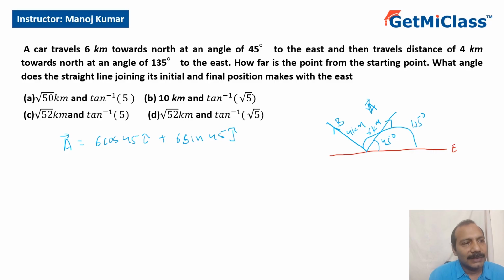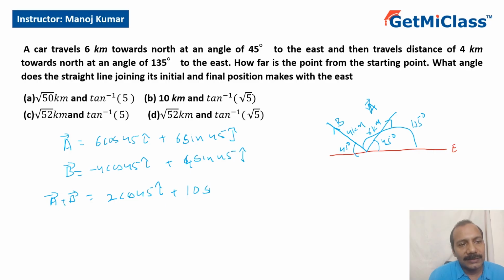Similarly, vector B would be equal to 4 cos 45. So this angle would be 45 degrees. It is towards negative, so minus 4 cos 45 i plus 4 sin 45 j. This is what we have. The resultant displacement is A plus B. So that will be equal to 6 minus 4 is 2 cos 45 i plus 6 plus 4 is 10 sin 45 j. This is the resultant displacement.